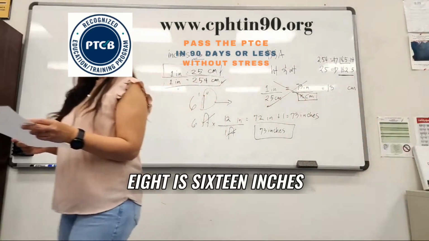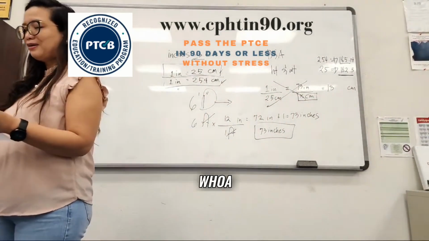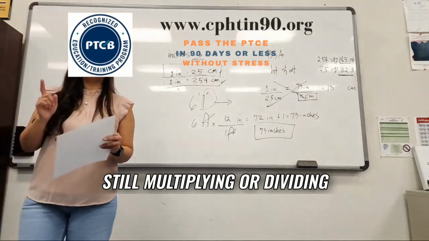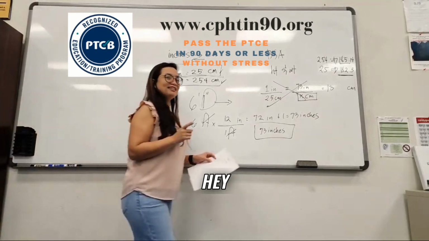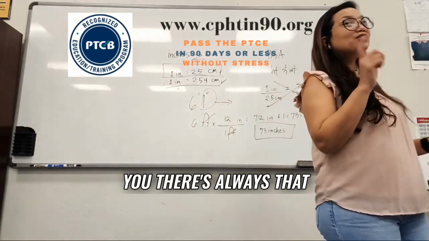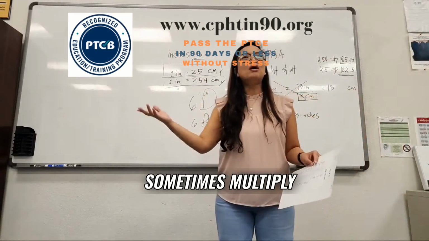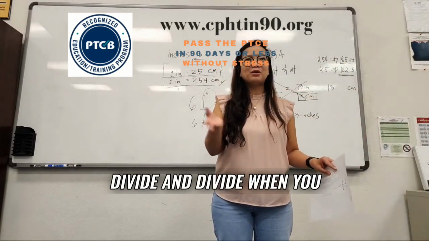8 inches is 16 inches. Whoa, whoa, whoa. Did you see how this is wrong? Because it's still multiplying or dividing. Hey, you see that? I told you there's always that one, or you will always sometimes multiply when you have to divide and divide when you have to multiply.